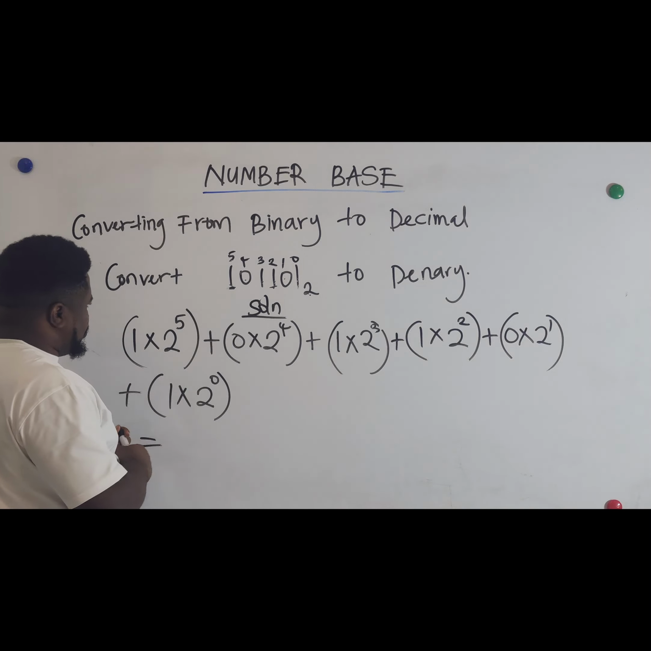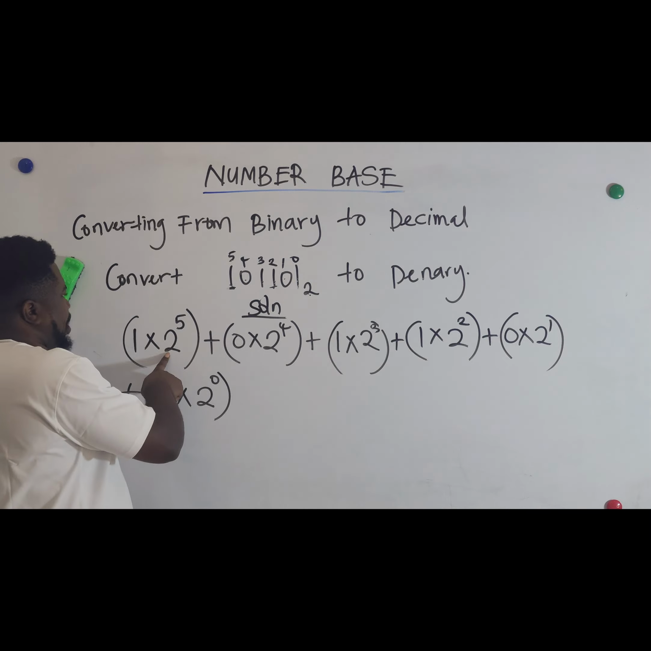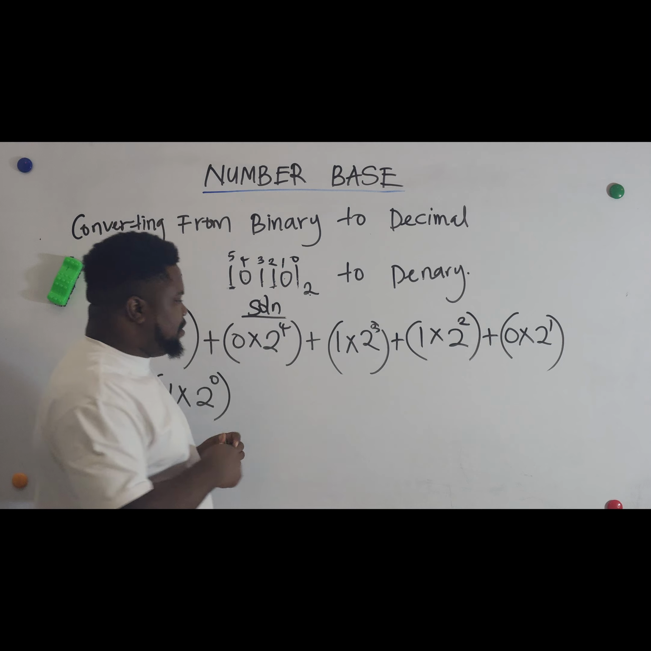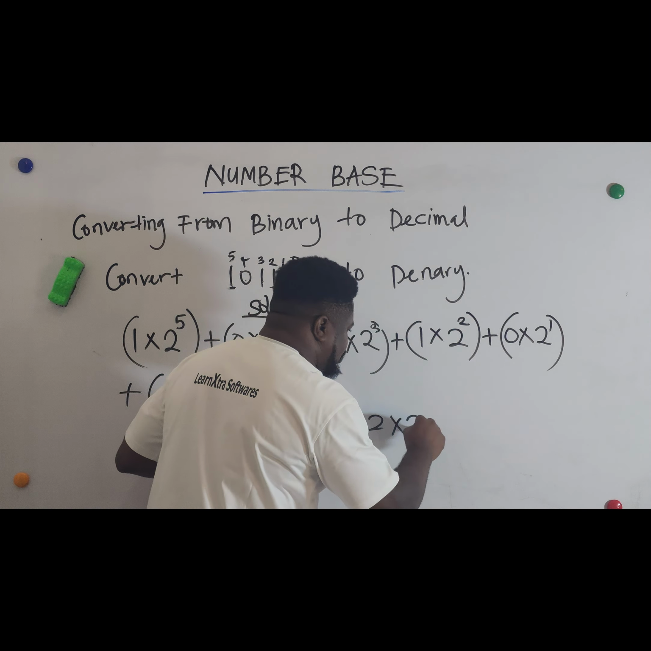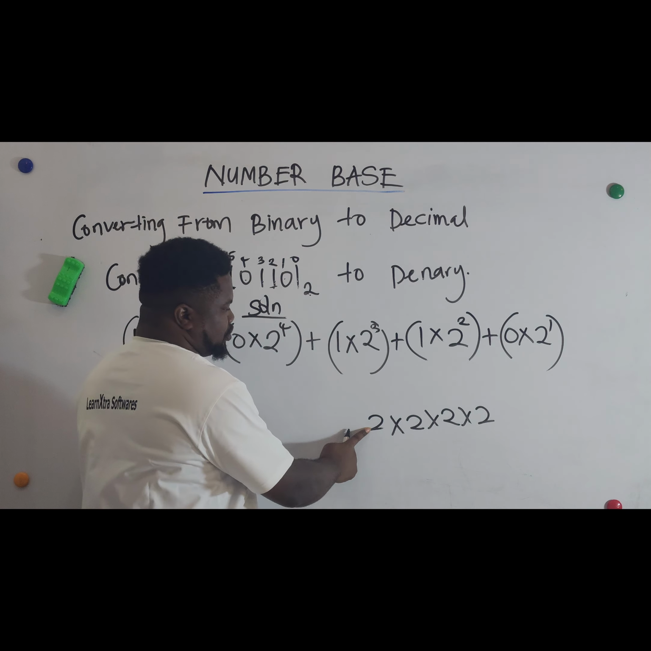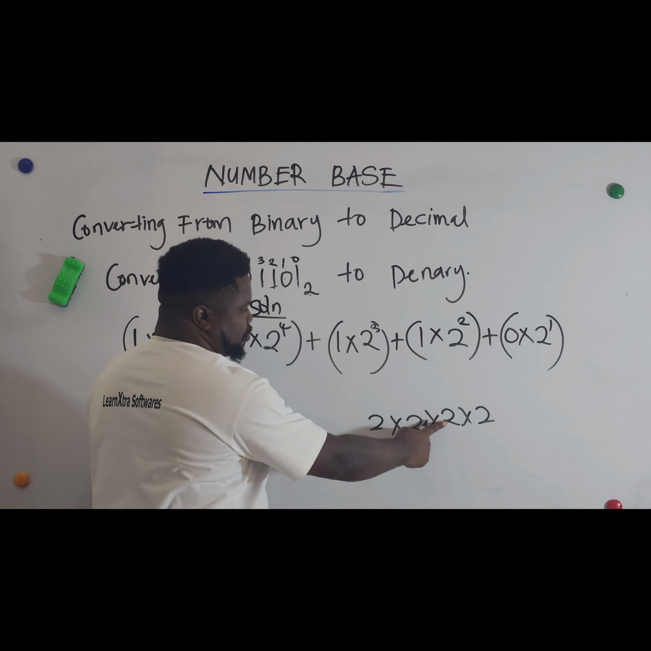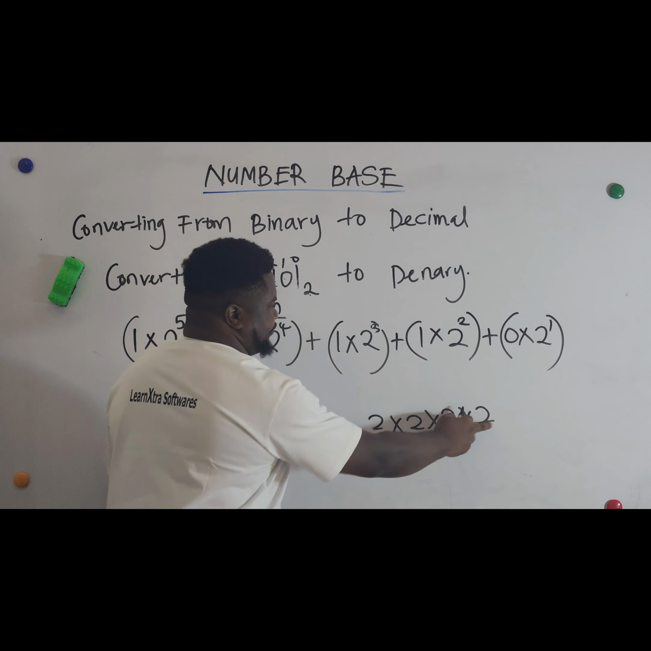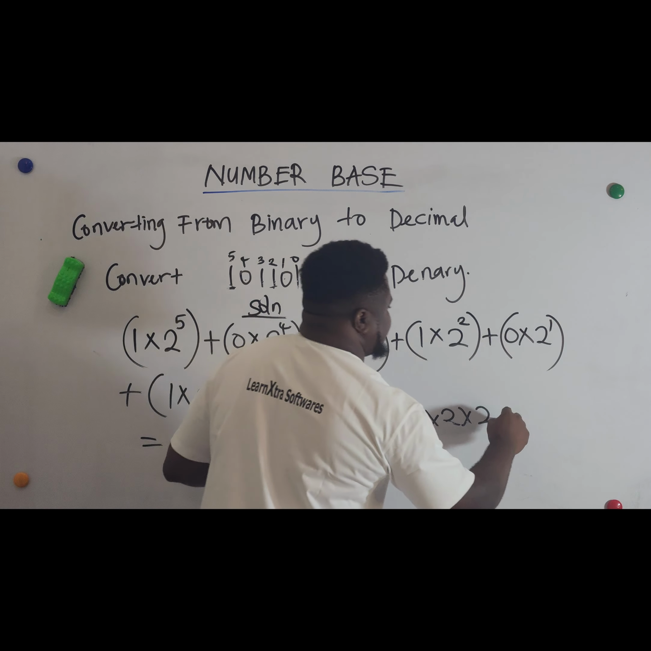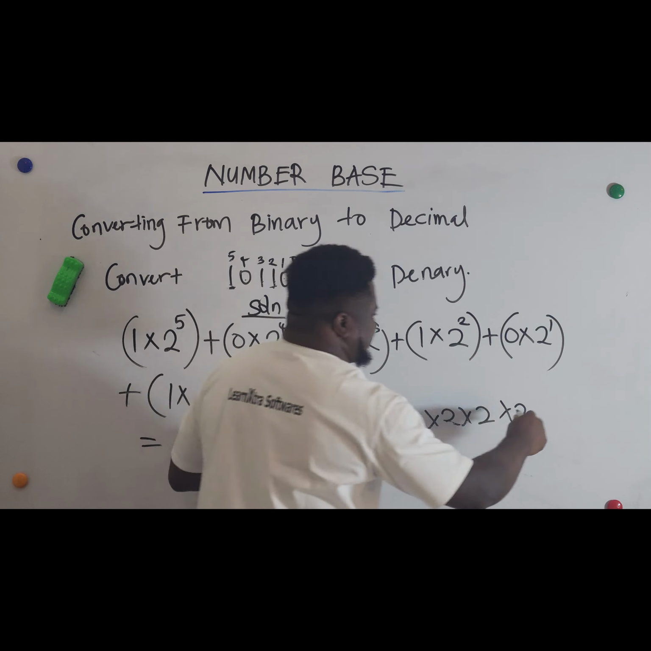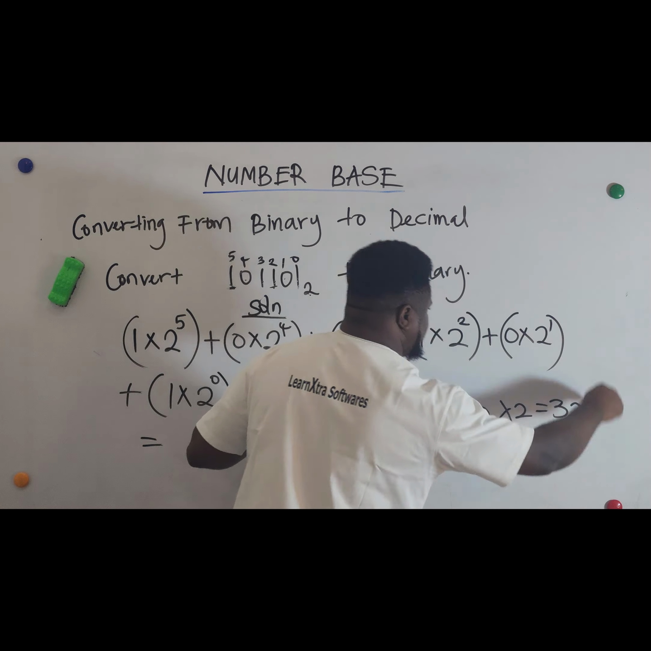So we have here 2 power 5, which is 2 times itself in 5 places. 2 times 2 times 2 times 2. 2 times 2, 4. Times 2, 8. Times 2, 16. 1, 2, 3, 4. Not complete yet. Times 2 again. So 2 in 5 places is giving us 32.